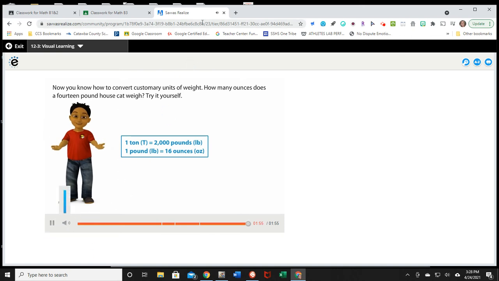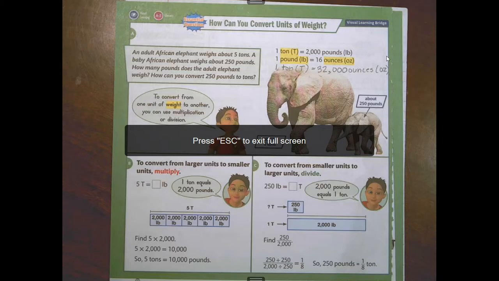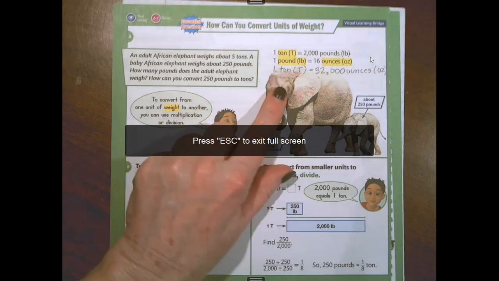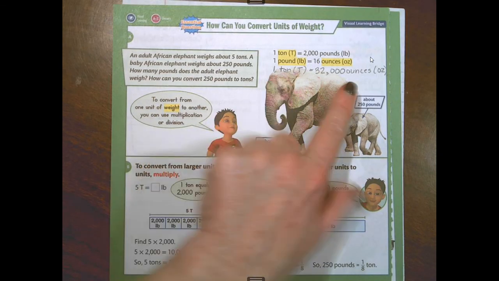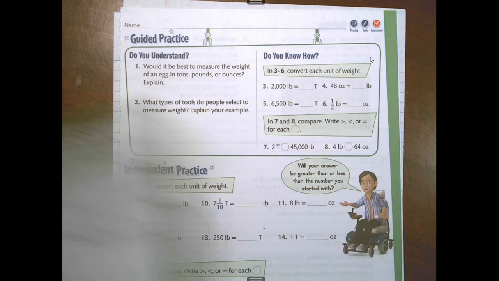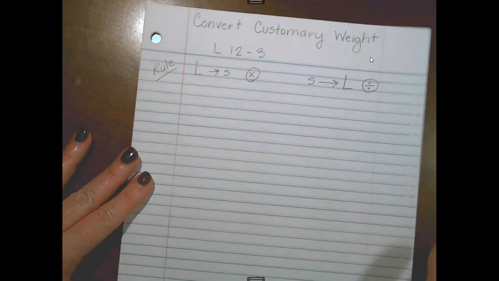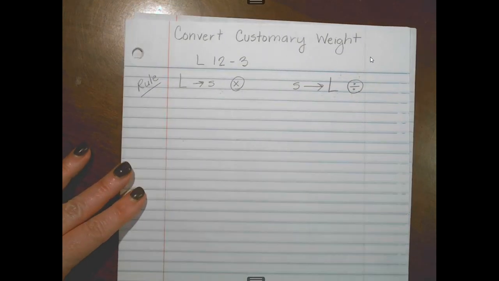All right, we're going to leave that and come back to our book. And we've got plenty of examples in the book, so I'm going to leave it there. So make sure that you have gotten your conversion down for tons to ounces. And let's start on our examples on page 499. So go ahead and head your paper. Everybody, whether you have a book or not, should have customary weight lesson 12.3.